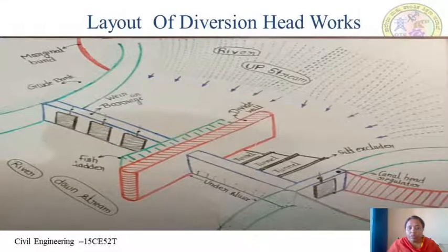I think you can see here, these are the marginal bunds. Ahead of the guide bank, these marginal bunds are provided so they can retain the flood water within a specified section. Especially it helps in preventing the submergence of the land during heavy floods.